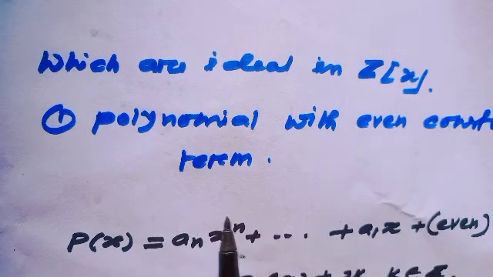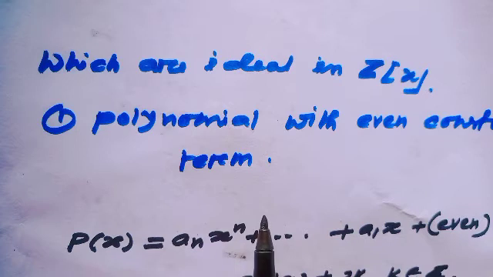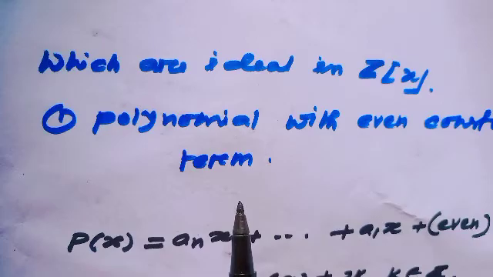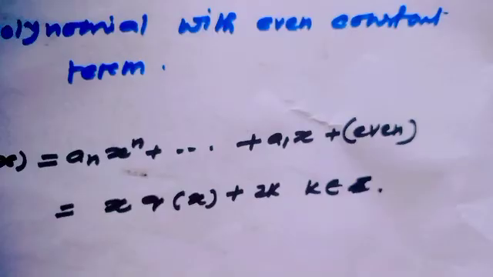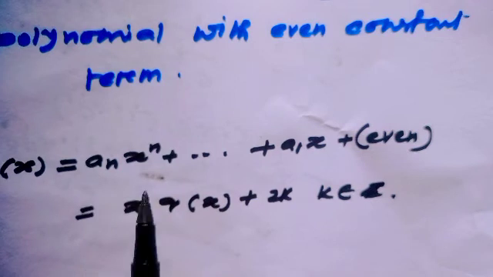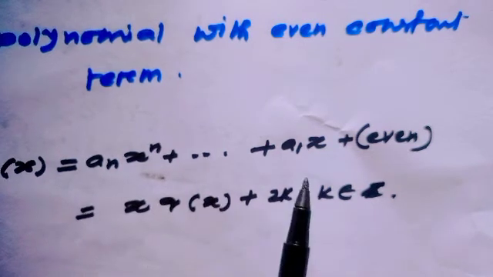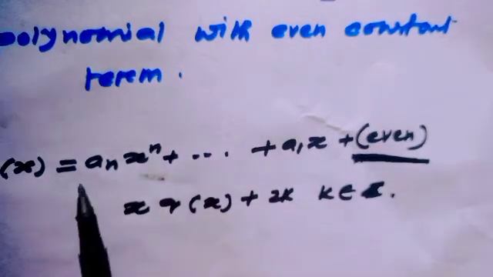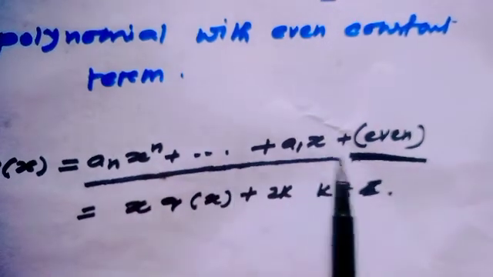Polynomials with even constant term. We have to check, is the set of polynomials with even constant term an ideal in Z[x]? Polynomial with even constant term means p(x) equals a_n x^n plus a_1 x, and so on. Here the constant term is even. The polynomial looks like this.